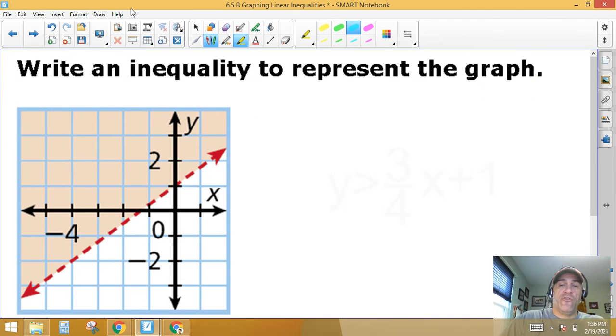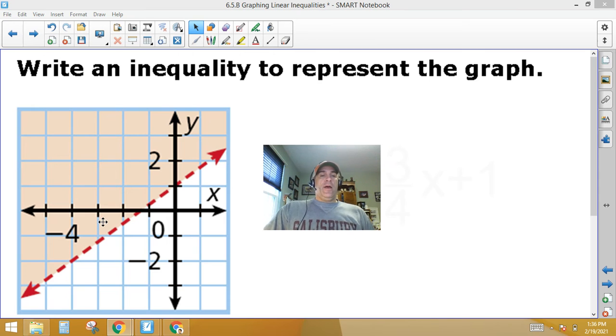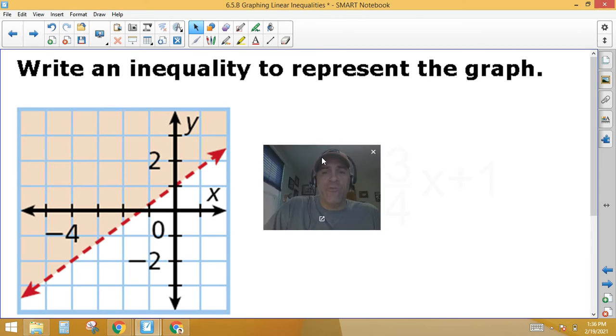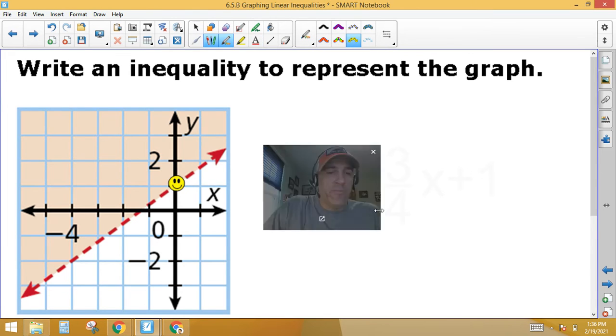Now let's kind of reverse it. Here's a graph. What is the inequality that represents this? So what we want to do first is identify the y-intercept and the slope, because we want to find our boundary line first. So my y-intercept is there. That's at +1. And now I'm going to identify my slope.